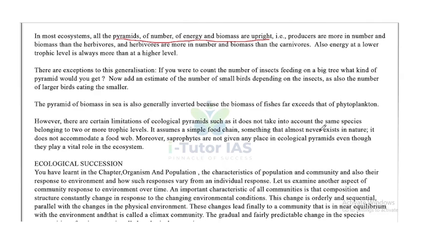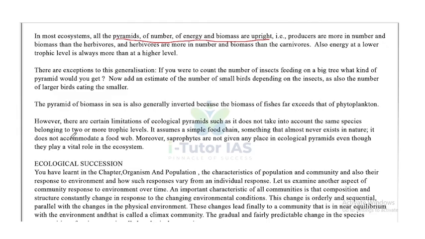Now add an estimate of the number of small birds depending on the insects, and also the number of larger birds eating the smaller ones. The pyramid of biomass in the sea is also generally inverted, because the biomass of fishes far exceeds that of the phytoplankton.